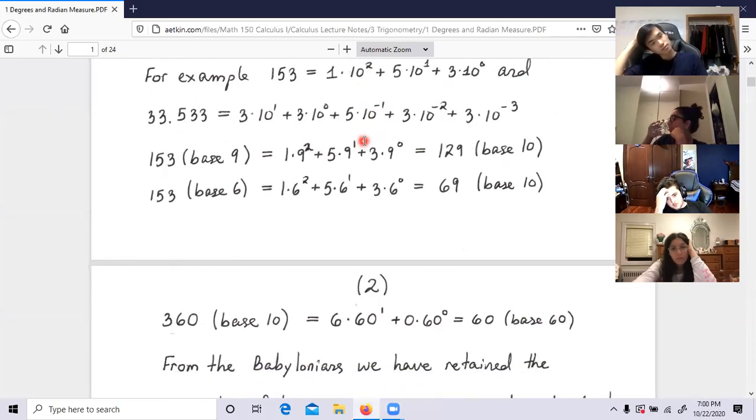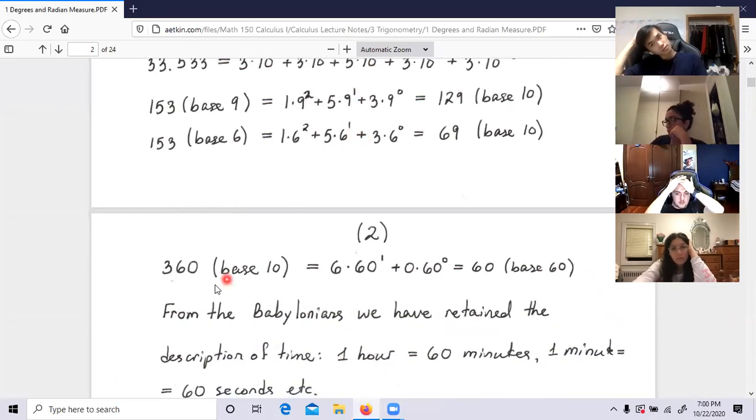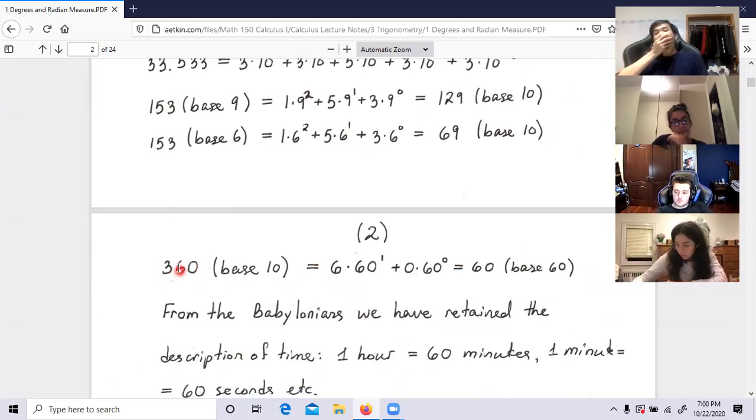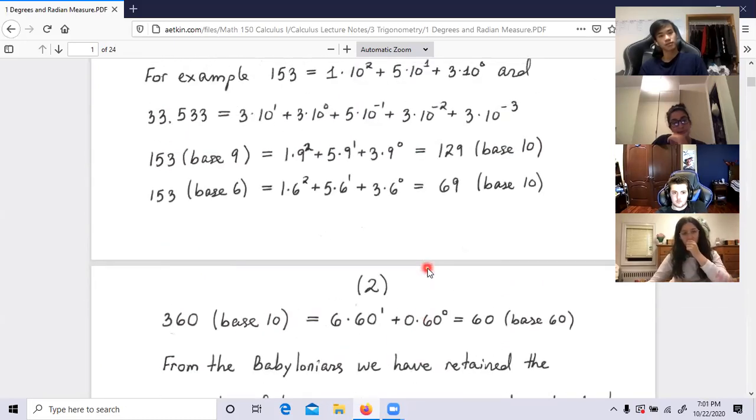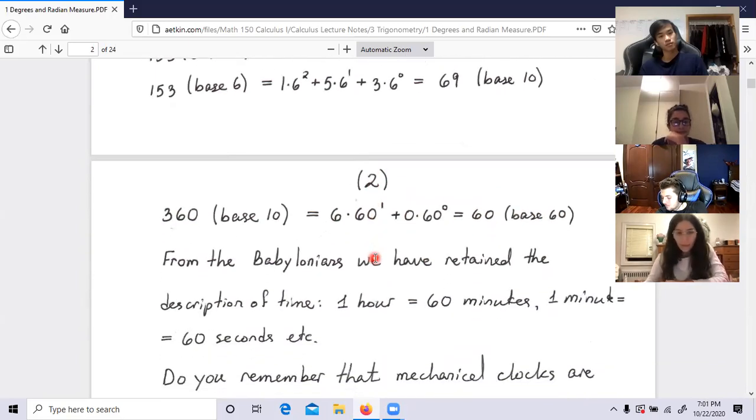So the Babylonians, they used a base 60. So 360 degrees, those are 360 pizza slices, you understand? It's the same thing in base 60. If I try to convert from base 10 to base 60, it's 6 times 60 plus 0 times 60. So it is simply 6, 0. 360 is the number 60 in base 60. Okay, they were fond of that.